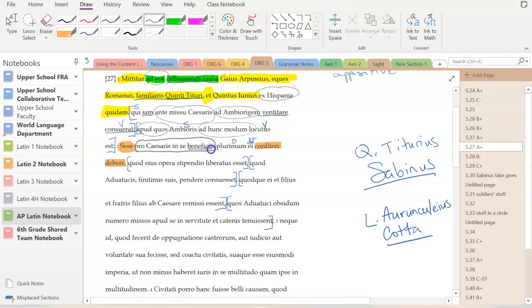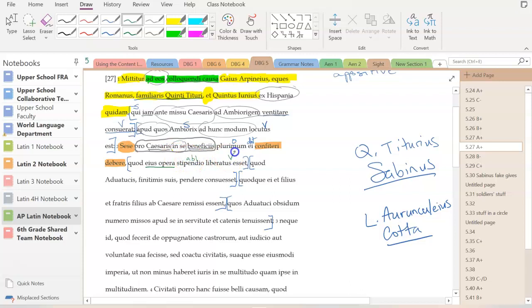So pro goes with beneficiis, in exchange for the kindnesses in se, towards him. And Caesaris is genitive, so we're going to put it with that noun, beneficiis, right? Caesar's kindnesses, in exchange for or in return for the kindnesses of Caesar towards him. And then since we didn't have a singular neuter, not really, this quod probably means because. Eius is genitive, so we're going to throw it with the noun next to it, which could be my nominative subject.